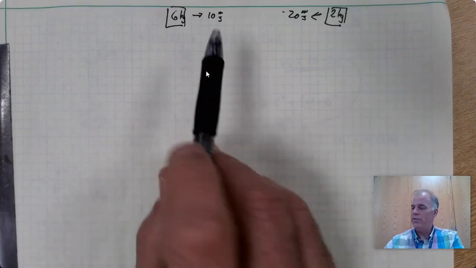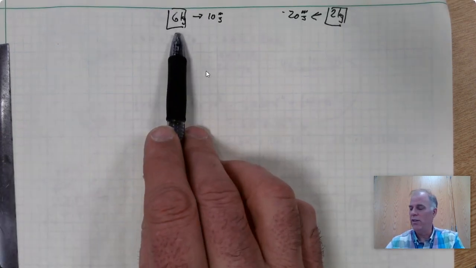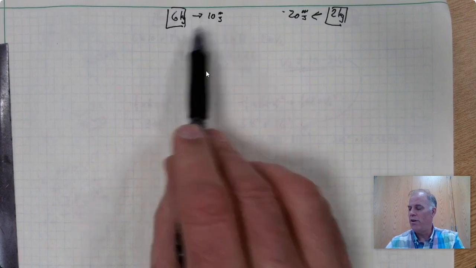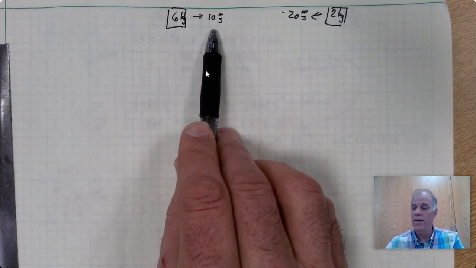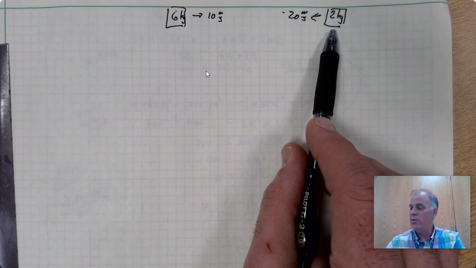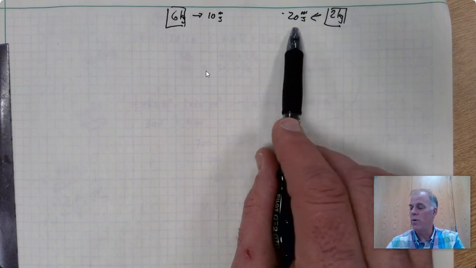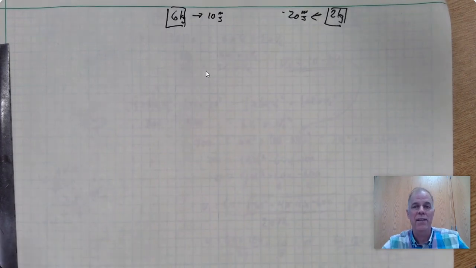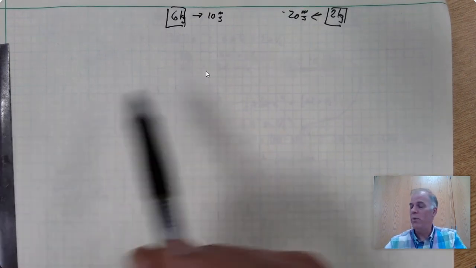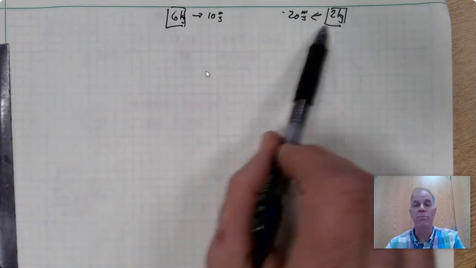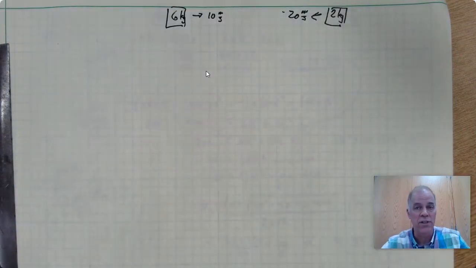We have in this example a 6 kilogram cart going at 10 meters per second to the right, and it's going to run into a 2 kilogram cart that's going at 20 meters per second the opposite direction. And it's going to be an elastic collision, so they're going to bounce off of each other. And what we want to figure out is the speed of both of the objects after the collision.